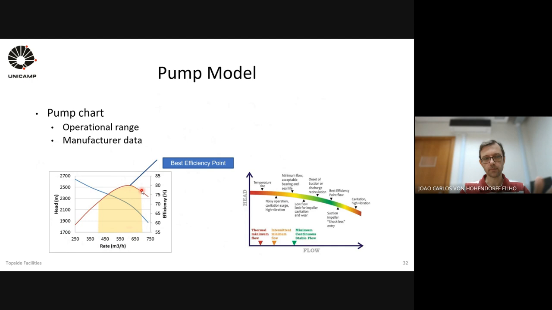If I change my fluid rate, my head changes too. So I need to verify my rate and head range to know how I can operate my system. Because the idea is, if I want to calculate some amount of energy, some amount of pressure to operate my system, I need to verify if my pump is able to operate this amount of fluid.